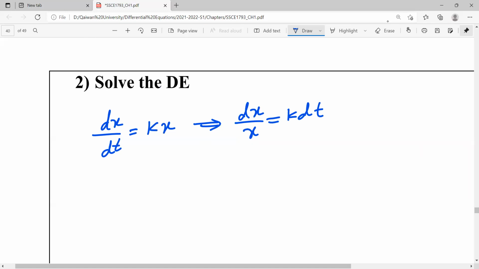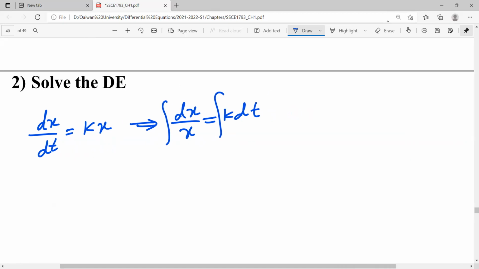Now we separated the variables. What we do, we are going to take integration for both sides. For the left-hand side, it becomes ln x. The integration of dx over x is ln x. We get ln x equals kt plus c. Let's say c1.